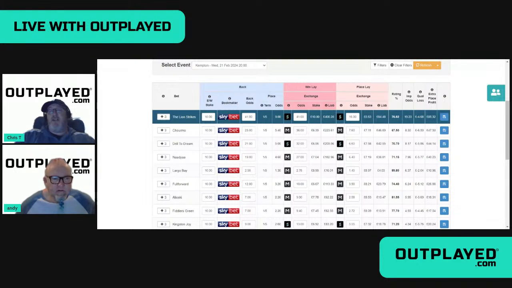If the horse did finish in the 4th place, we'd have an extra place profit of £85.32. So we're risking £4.68 in order to make £85.32. So we're giving ourselves those implied odds of 19.23. So we only need this horse to finish in that position 1 out of 19 races for us to be in profit.